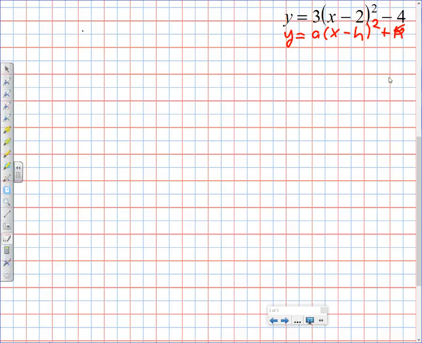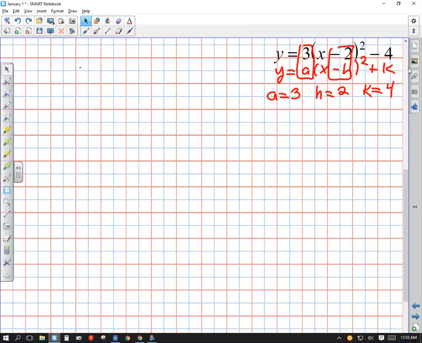So what this tells me is the following. The first equation looks very, very similar to the second equation. So this tells me the a value. This is my a value. The a value is 3, so my a is 3. This tells me the h value. The h value is, remember, not negative. That means the opposite. What is the opposite of negative 2? The opposite of negative 2 is 2. And the k value is 4. So first thing is find the a, h, and k. Once you find that, you get a transformation table.